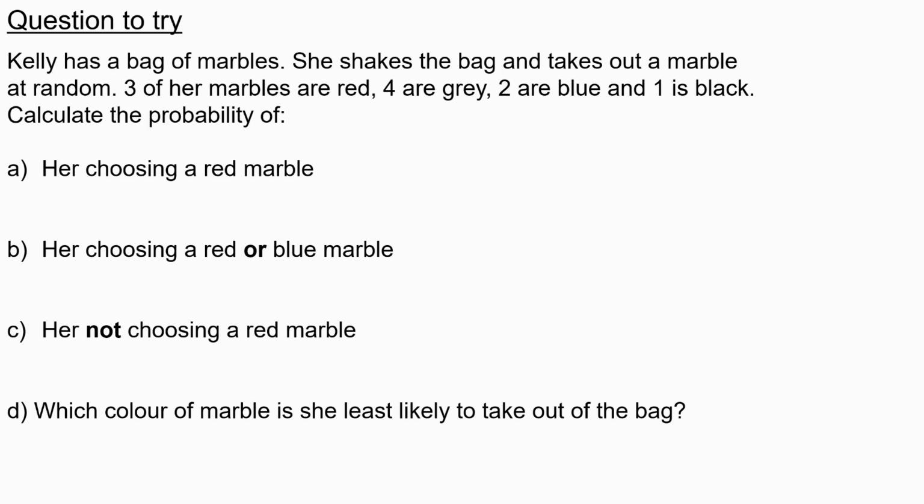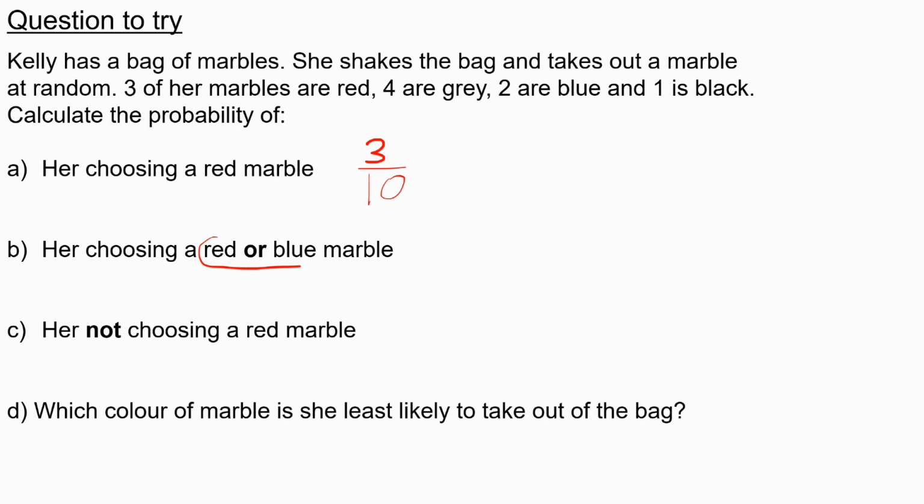So, Kelly has a bag of marbles. She shakes the bag and takes out a marble at random. 3 are red, 4 are grey, 2 are blue, and 1 is black. The probability of her choosing a red marble is going to be 3 out of how many marbles she has. Now, she has 3, 7, 8, 9, 10 marbles. So there's a 3 out of 10 chance that she chooses a red marble. You could also say 0.3 or 30%.